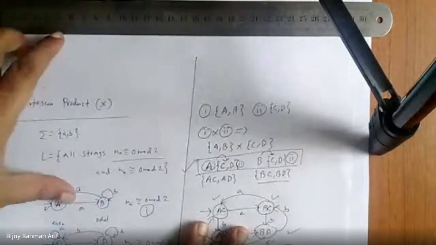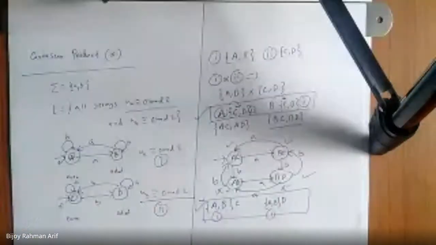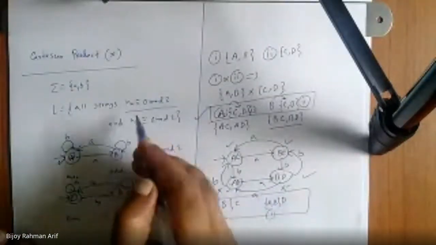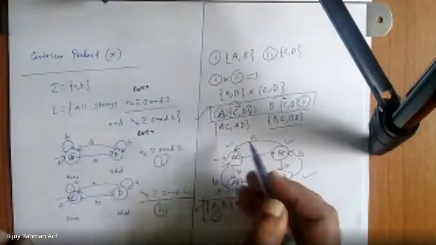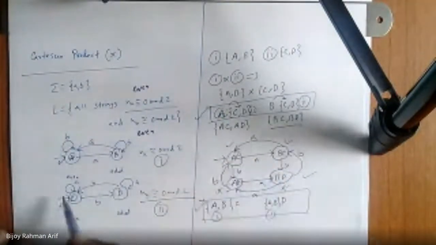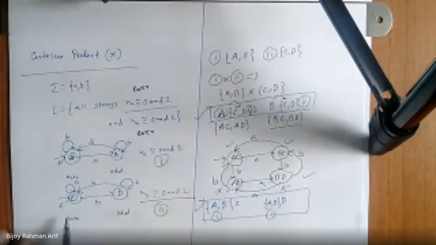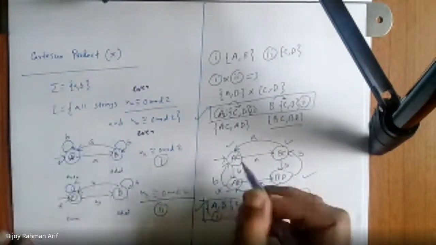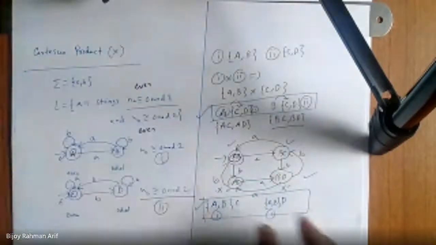And what would be the final state, by the way, in this Cartesian product? This one would be even. This one also would be even. In the first automata, for even, A is the final state. For the second automata, C is the final state. So their combination would be the final state, AC. Did you get it? Yes, sir.